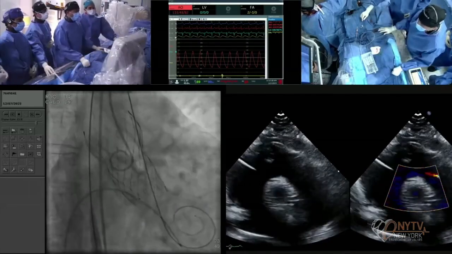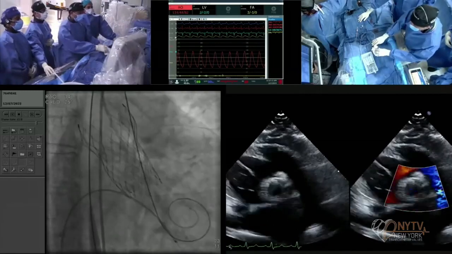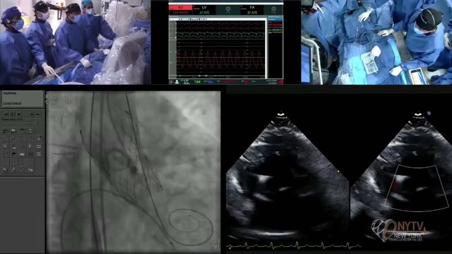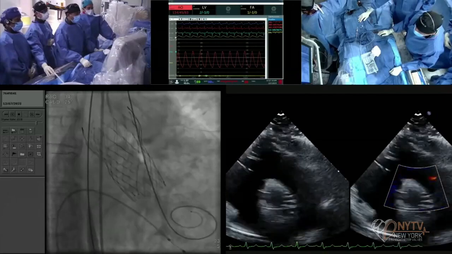And this is the cusp overlap view now. You can see it pretty much stays where it is. It didn't go up, it didn't go down, despite not much calcium in this case.